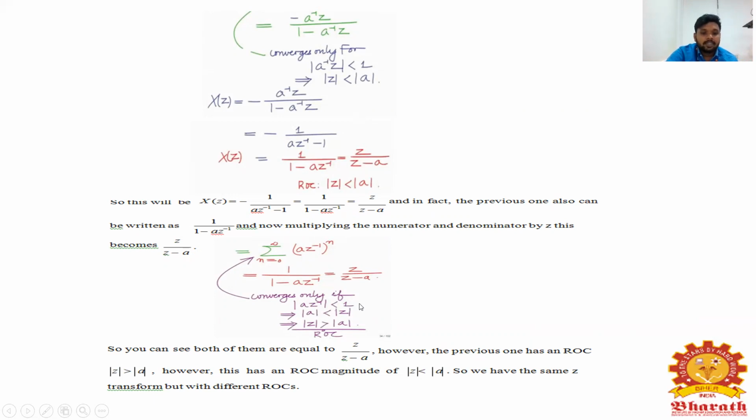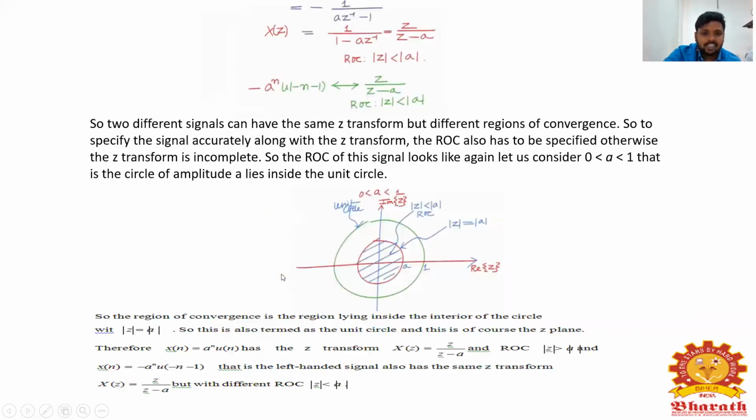So let us check both values, that is a power n u of n and minus a power n u of minus n minus 1. The Z transform is the same, that is, we got the answer z divided by z minus a only. But the difference is the region of convergence. So the two different signals have the same Z transform but different regions of convergence.